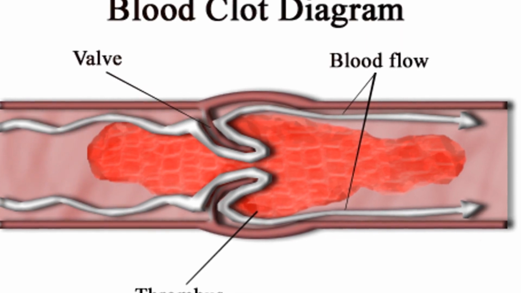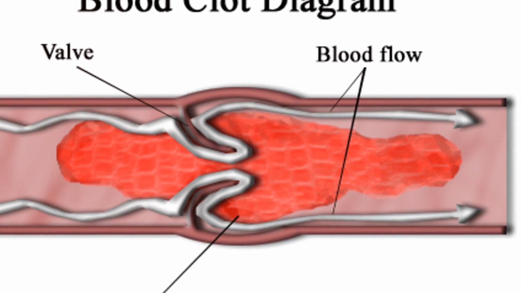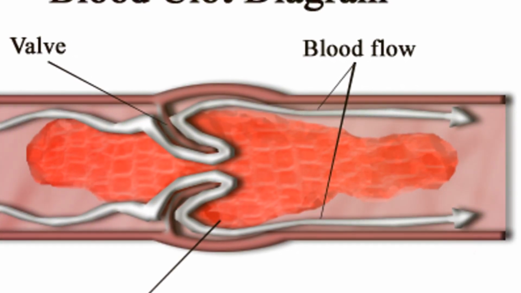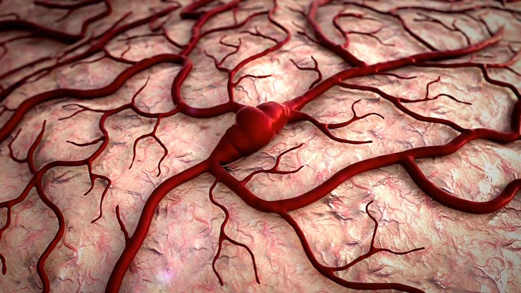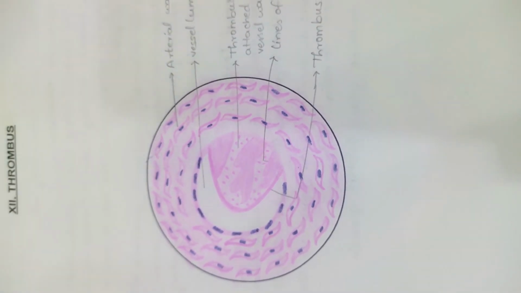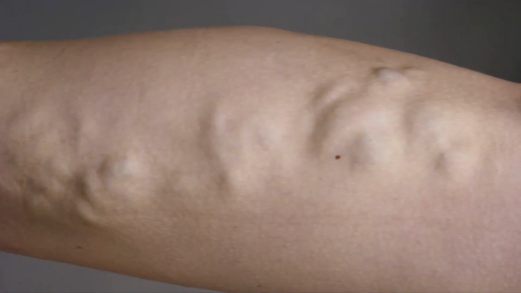A thrombus is a stationary blood clot that forms within a blood vessel, obstructing the flow of blood. It usually occurs due to a combination of factors such as damage to the blood vessel wall, changes in blood flow, and an increased tendency for blood to clot. Common causes of thrombus formation include prolonged immobility, surgery, trauma, and certain medical conditions like deep vein thrombosis.